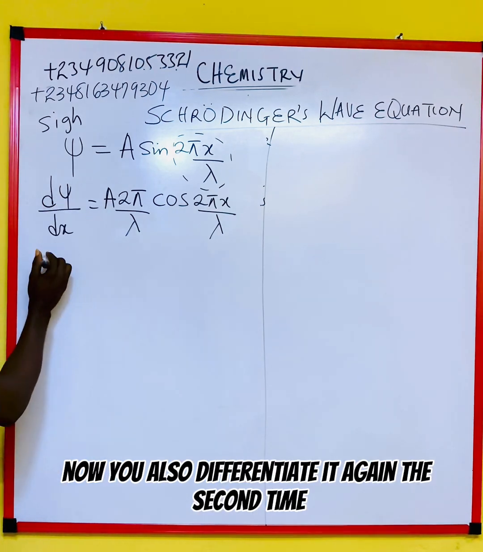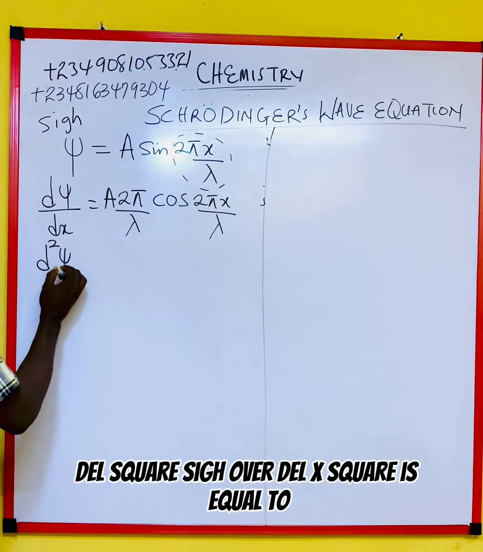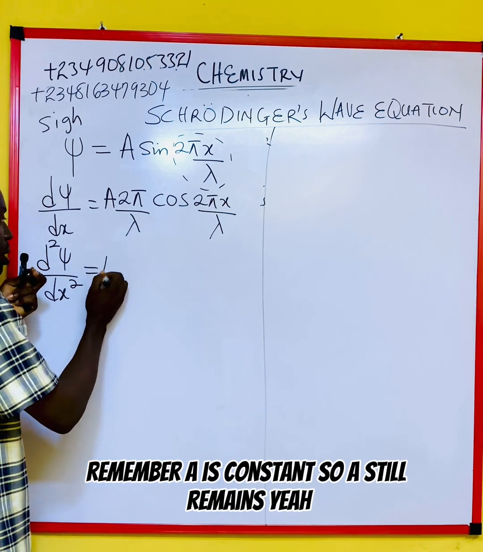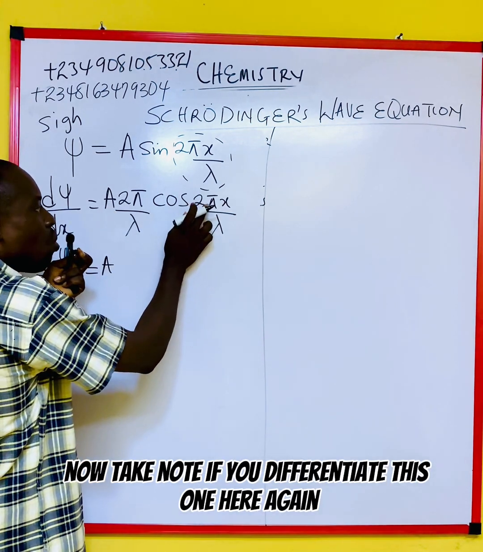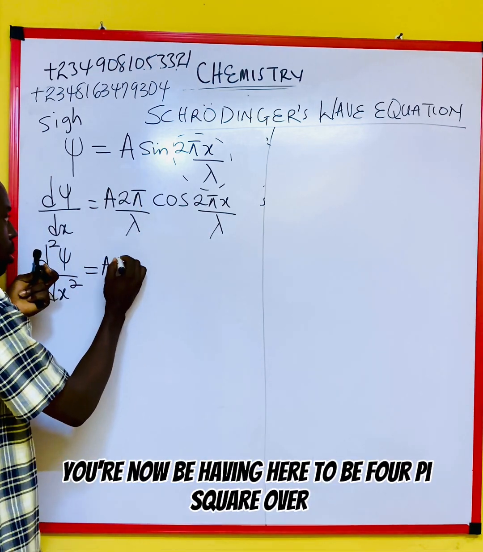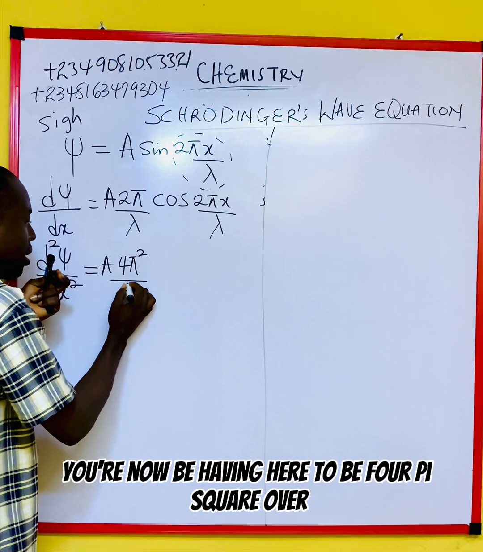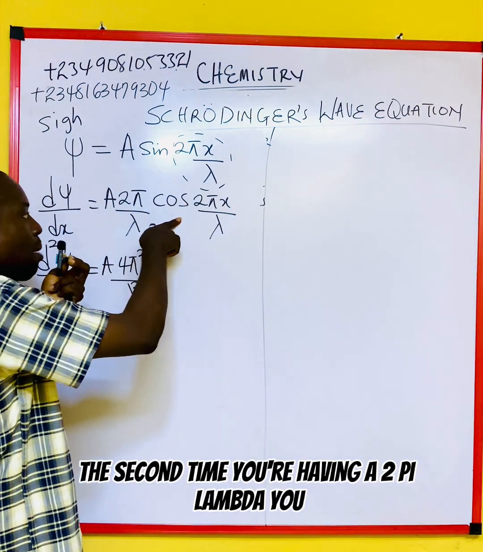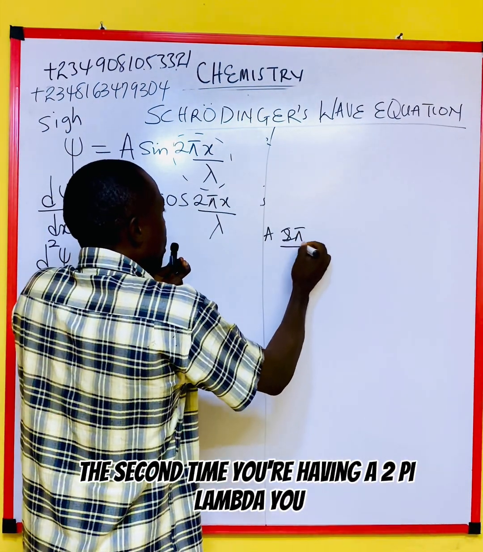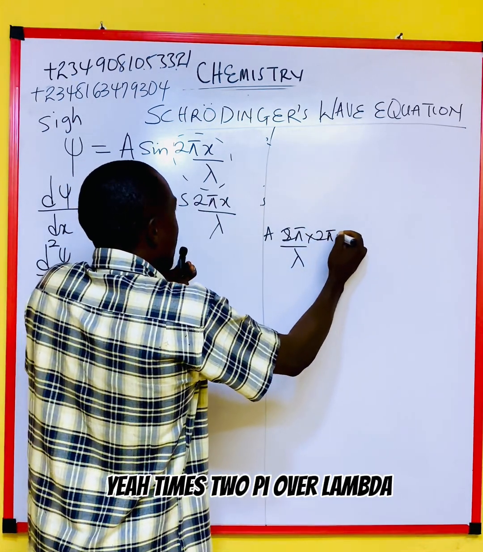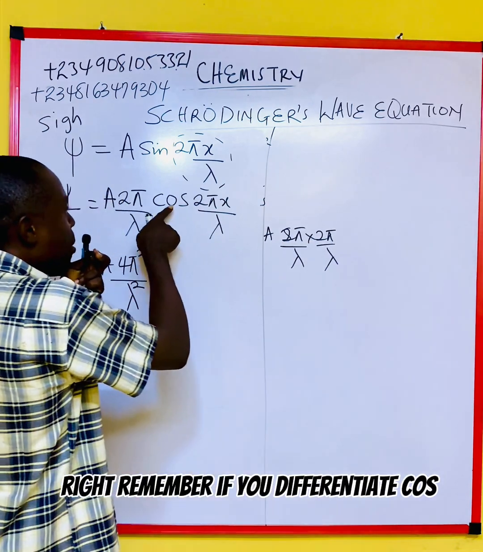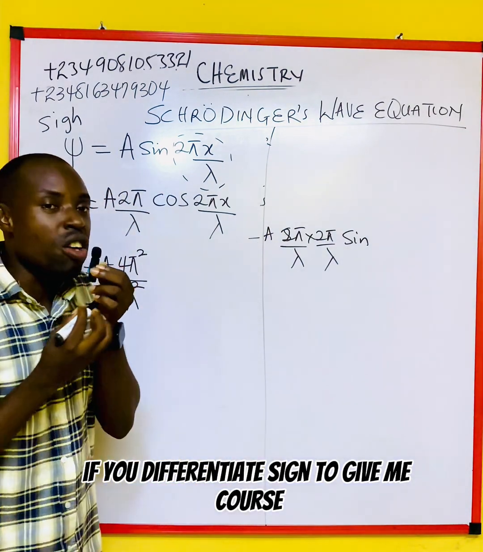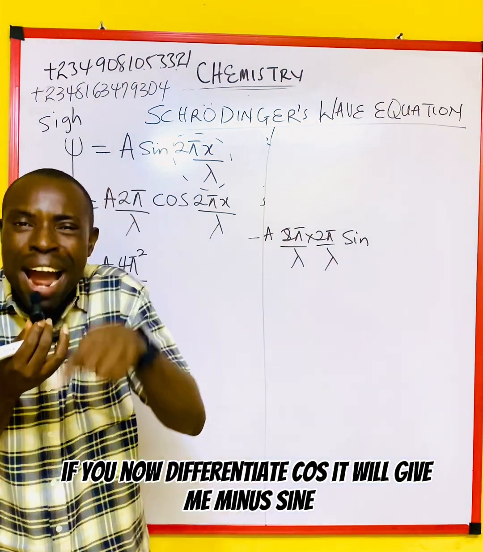Now you differentiate it again a second time, which is d square psi over dx square. A is constant, so A remains. If we differentiate this again, you'll have 4 pi square over lambda square, because you differentiate and get another 2 pi over lambda. Remember, if you differentiate cos it will give you minus sine. If you differentiate sine it gives cos, and if you differentiate cos it gives minus sine.